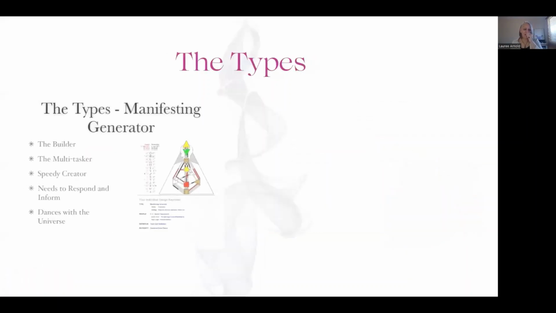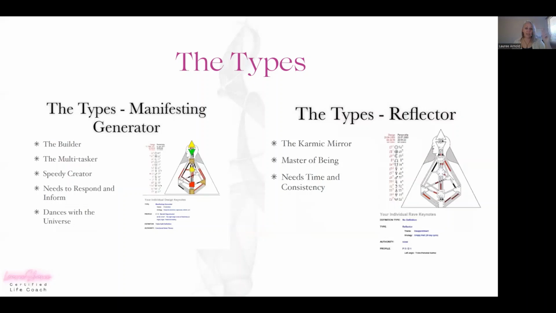Then we have a blend of a manifesting generator. Again, it's the first two, manifesting and a generator. You are here to be a builder too. You are here to be a multitasker. Some of us think we're great multitaskers, but we're not. You're a speedy creator, so you like creating things quite quickly. You too dance with the universe.